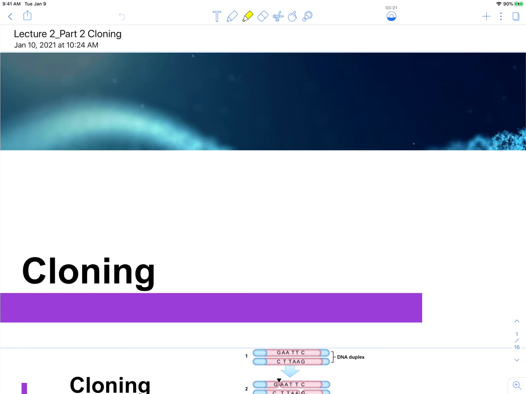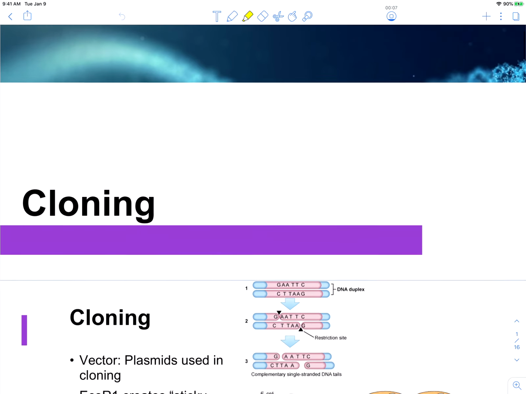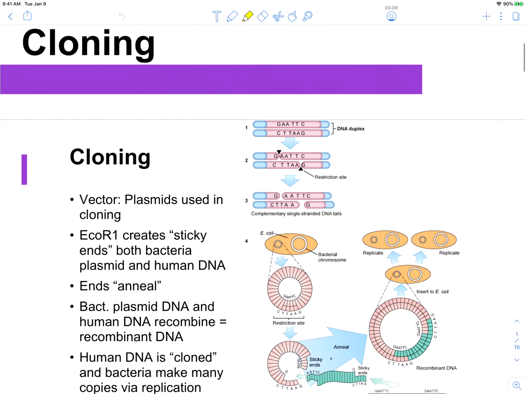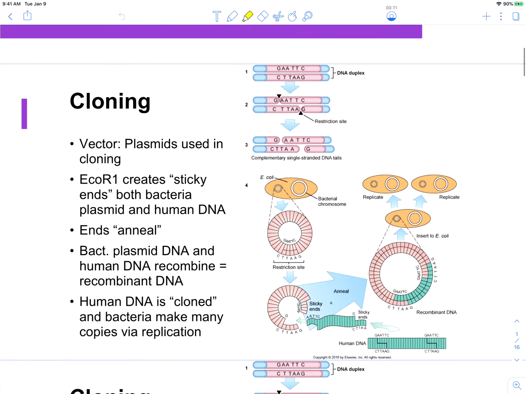All right, so now we're going to move on to the second part of Lecture 2, which is sort of a sidestep. I just wanted to focus a little bit on cloning, because cloning is becoming really part of genetics. With cloning, you are basically going to use vectors. Vectors you can think of as genomic circular plasmids, and these are going to be used in cloning.